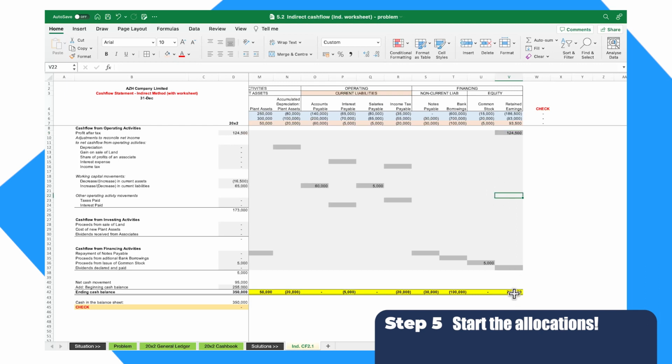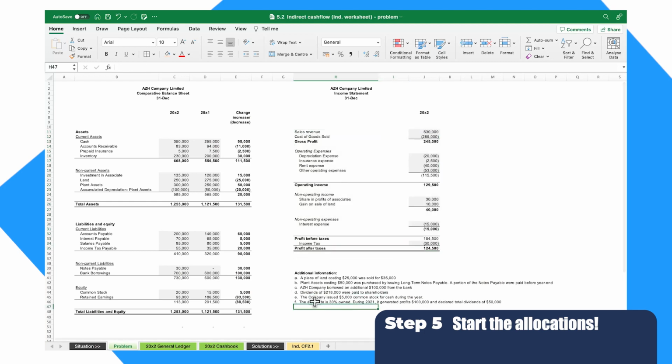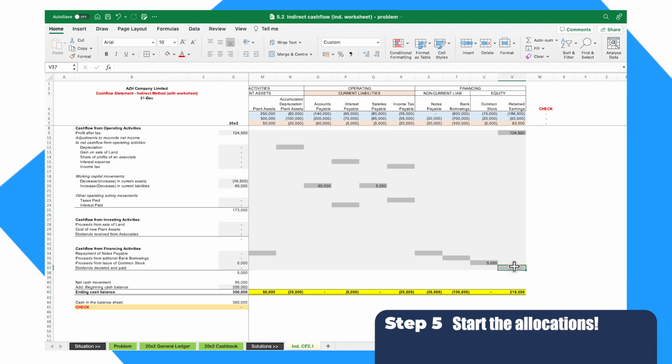And you see that after we allocated the 93,500, part of it is the net income, we have a remaining 218,000. And you can remember that 218,000 is actually the dividends that were paid during the year to the shareholders. And now you can allocate negative 218,000 to cancel out the whole movement, and now it automatically goes to dividends declared and paid to shareholders.